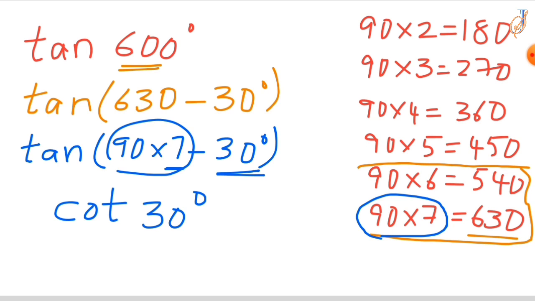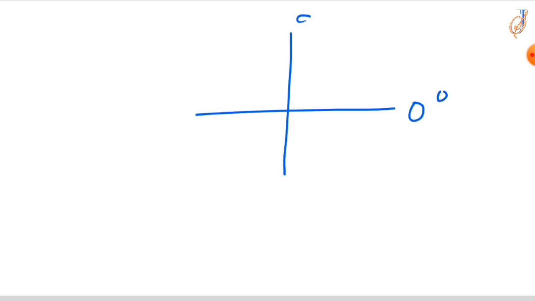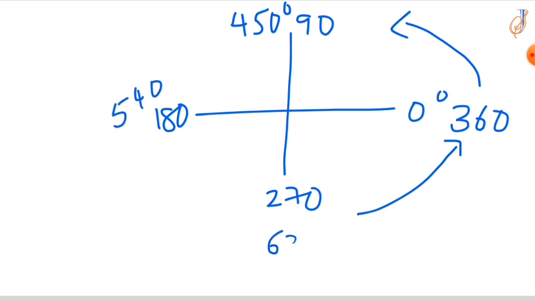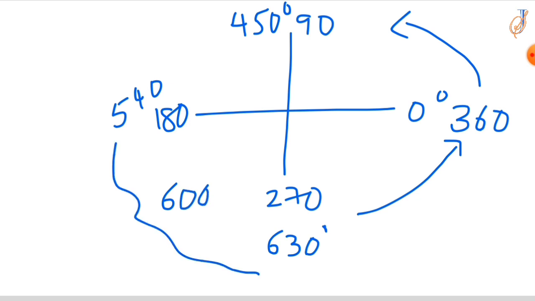So for 600, you need to check in which quadrant it lies. This is 0 degrees, this is 90 degrees, this is 180 degrees, this is 270 degrees, and this is 360 degrees. This is one rotation. After that, if you proceed like that, this is 450 degrees, this is 540 degrees and this is 630 degrees, but our angle is 600. That means it lies in between 540 and 630. So it lies here. That means it lies in the third quadrant.